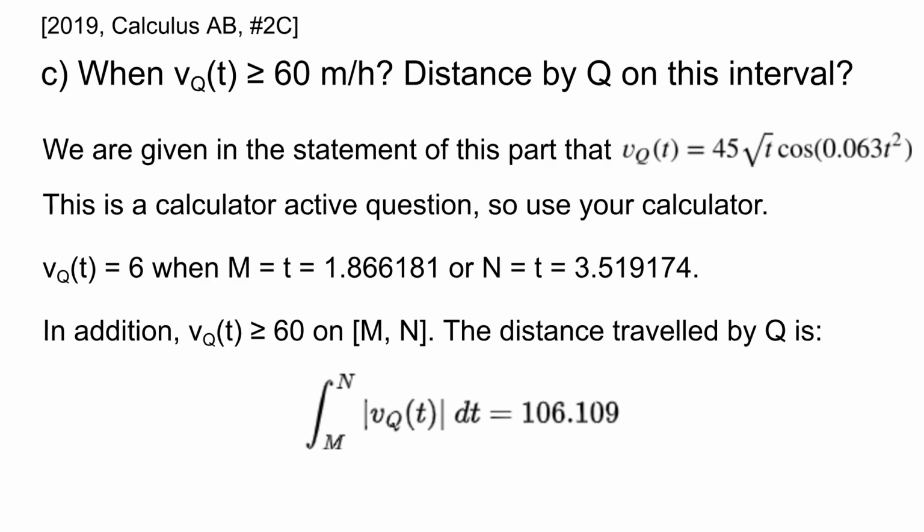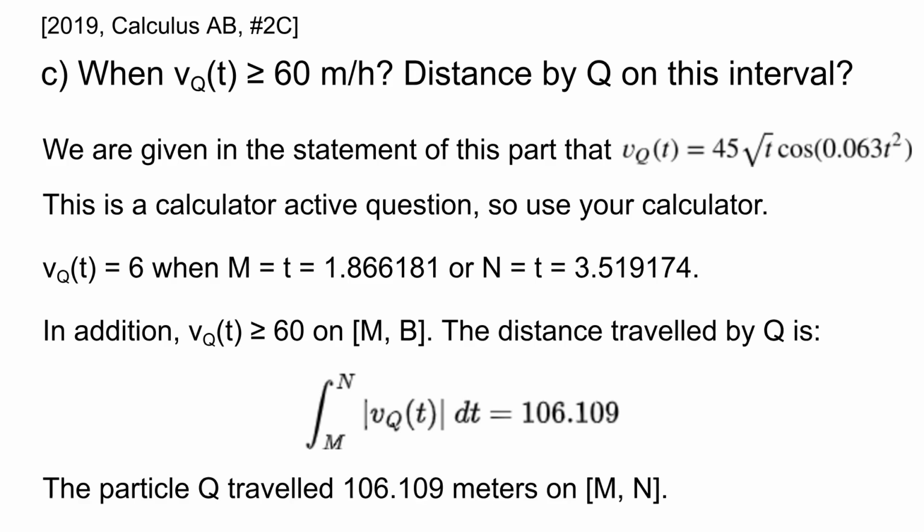In addition, the velocity of particle Q will be greater than or equal to 60 on that interval from m to n, and the distance traveled by Q on that interval will be the integral from m to n of the absolute value of v sub q of t dt, and that turns out to be 106.109. And so particle Q traveled 106.109 meters over that interval from m to n.